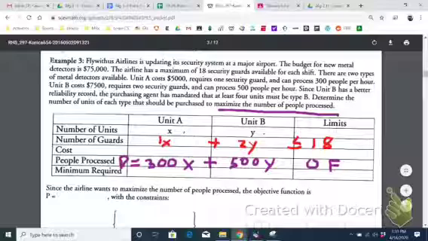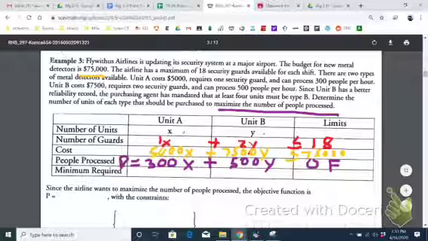Alright, the cost. We only have a budget of $75,000, so we have to make sure that our cost stays under that $75,000. And for every A that you buy, that's going to cost $5,000. And then for every B unit that you get, that's going to cost $7,500. So that right there, that's another one of our constraints.